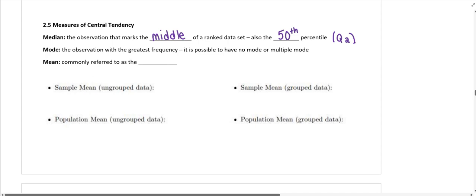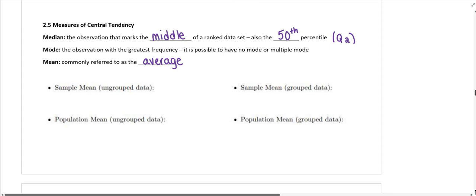The mode is going to be the observation with the greatest frequency. So how many times a data value appears, the one that appears the most, that is going to be the mode. It is possible to have no mode or multiple modes. The mean, commonly referred to as the average, is the sum of all of our values divided by the number of values. So we have the same calculations for sample and population here, but we are going to want to start differentiating them.